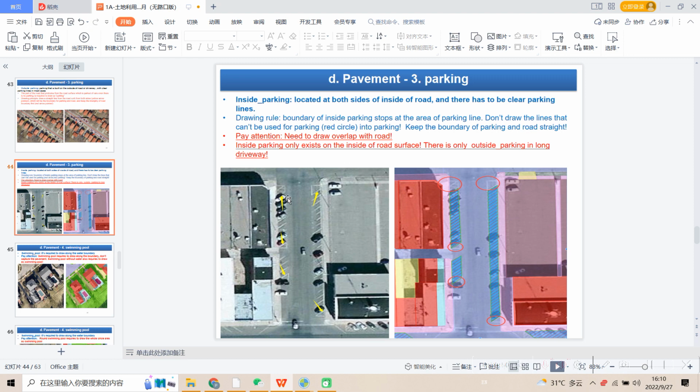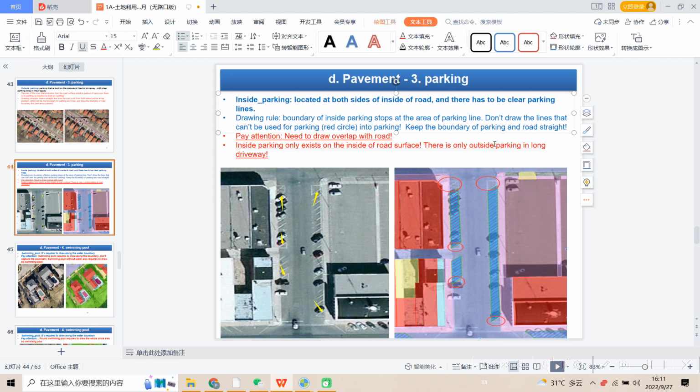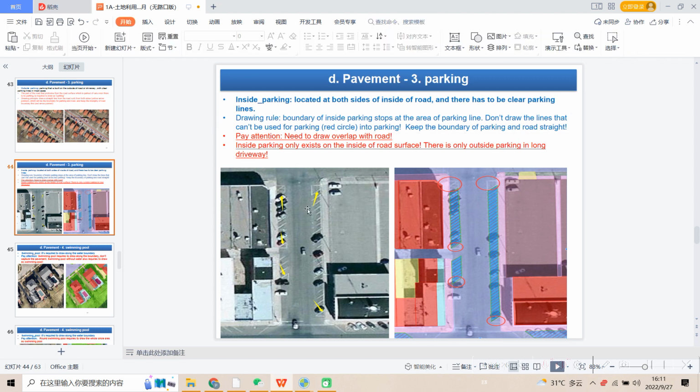And number 3, very important, we only draw the area of this inside parking that is used for vehicles to park. So those lines that are not used for cars to park, don't include them in inside parking. I hope you guys can understand and read this carefully. Inside parking only exists on the inside of road surface, and there's only outside parking in the long driveway. So distinguish them and make sure you draw this inside parking and mark the overlap correctly.